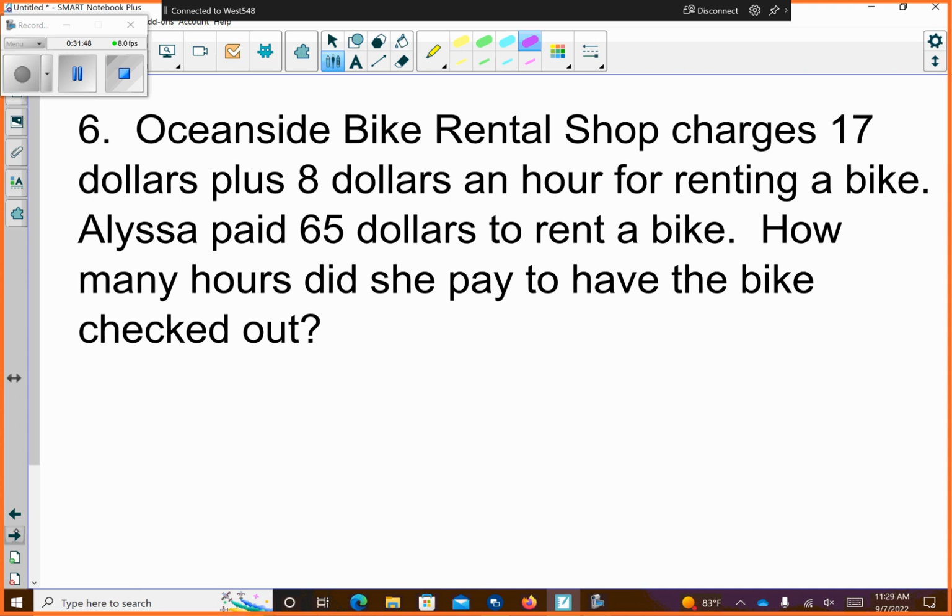All right. Problem number 6. This is a little bit different. We're away from the consecutive even. We're away from the consecutive odds. Oh, good. We have a story here. I can't wait to meet the main characters. This is going to be awesome. It says Oceanside Bike Rental Shop charges $17 plus $8 an hour for renting a bike.